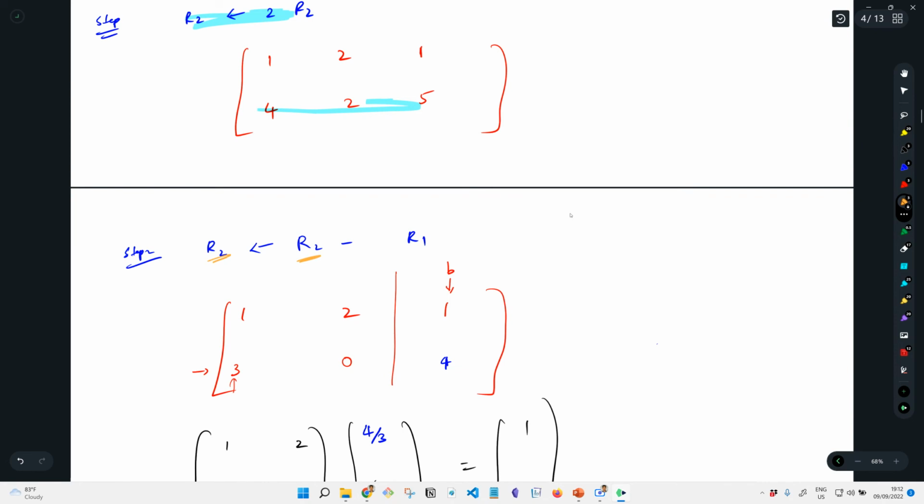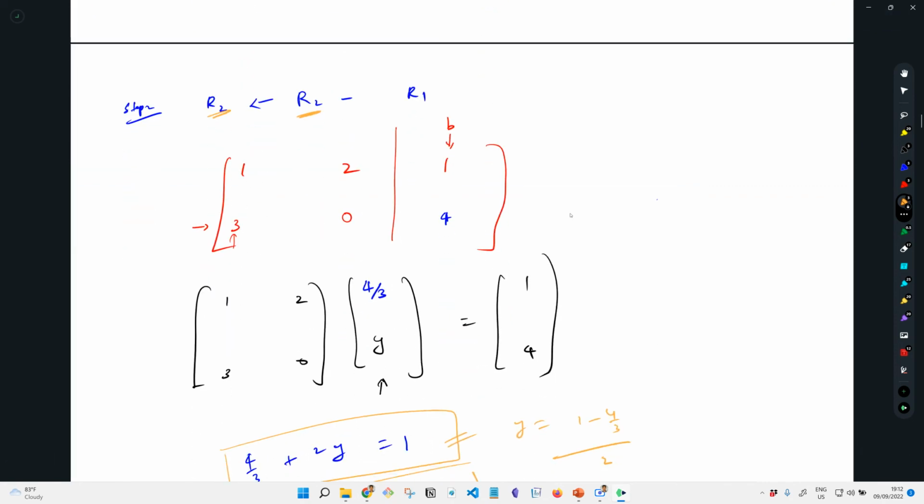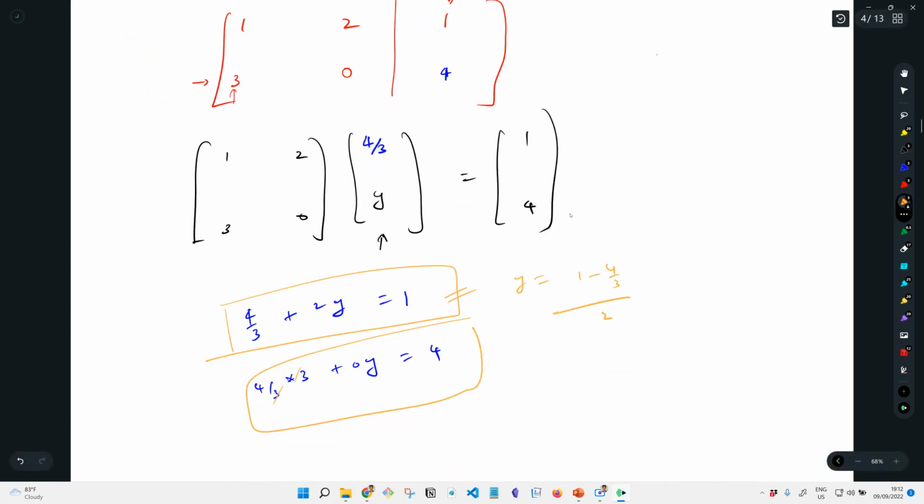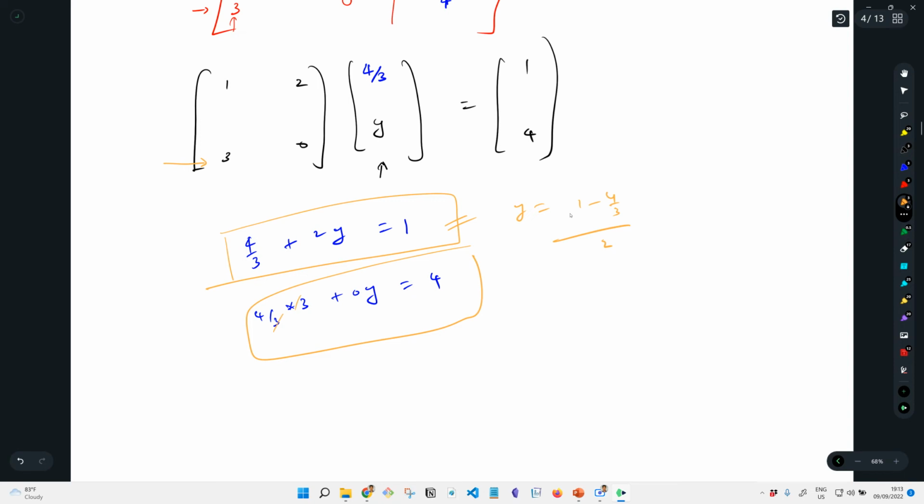So here you did R2 equals 2 times R2, and second I did R2 equals R2 minus R1. Once you do this operation, at one point you will hit a row where all but one element in the row is 0. When that happens, I told you that you can fix the value of the variable corresponding to the non-zero entry. So here we hit a row that is 3 0.